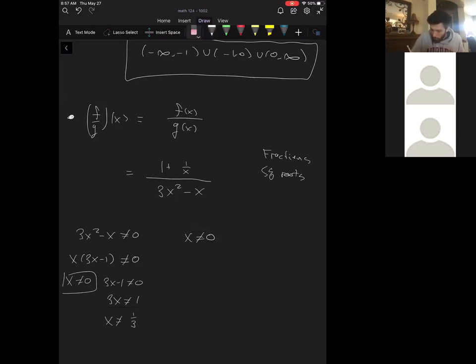So now for this domain, we go to our number line. We have 0, and then we have 1/3. We're not allowed to be 0. We're not allowed to be 1/3, so we get rid of those, but all the other numbers are okay. And so for this domain, we'll have minus infinity to 0, 0 to 1/3, 1/3 to infinity.